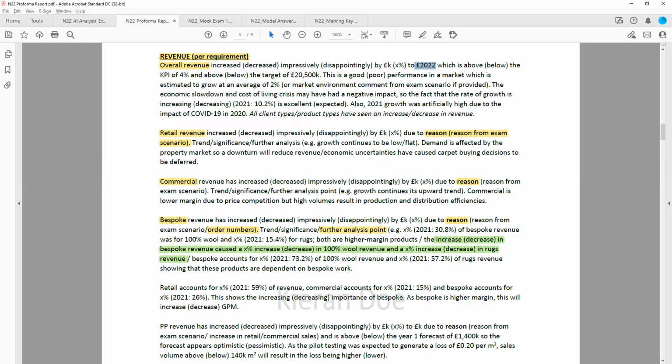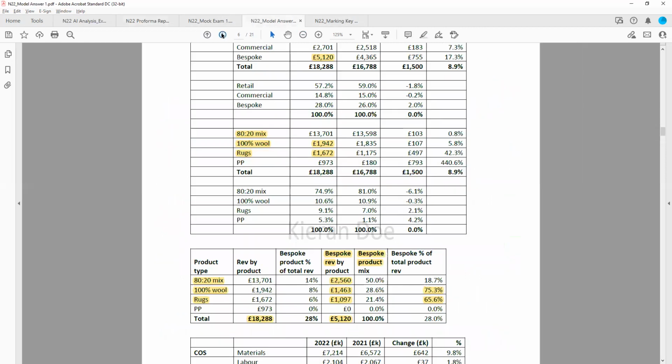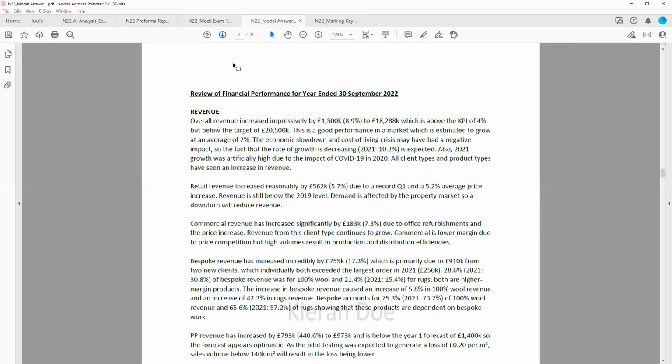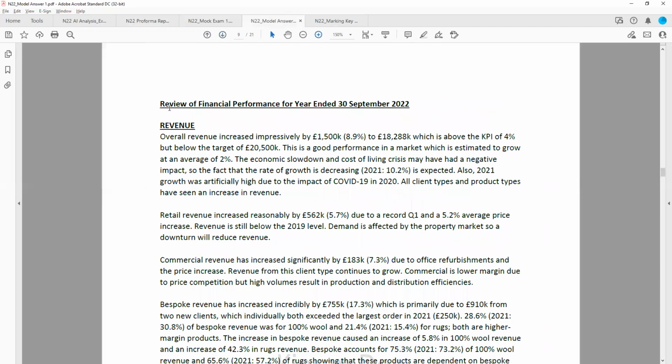Use the absolute number. I like doing that for the current year for things like revenue, gross profit, operating profit, cash, those big headline numbers. But for the others, you can just do the absolute increase and the percentage. And then definitely comment on whether it's above or below the KPI and the target. So that would be the first thing to do. You can see that here in the model answer. Start typing up overall revenue.